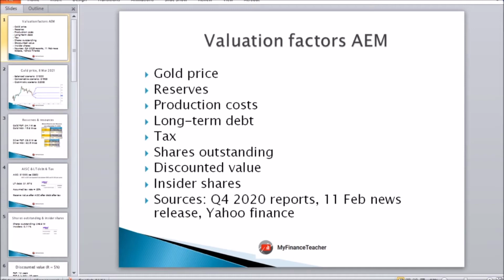As usual in the valuation, of course, we're going to consider the resource prices, the amount of reserves and the resources that the company has, the costs of producing those reserves. We do look at the company's long-term debts, taxation, we look at the valuation per share, and we do look at the time value of money as well as insider shares. All of the data I'm going to discuss here, you can confirm all of that in the Q4 2020 reports, the news release from the 11th of February, and from Yahoo Finance.